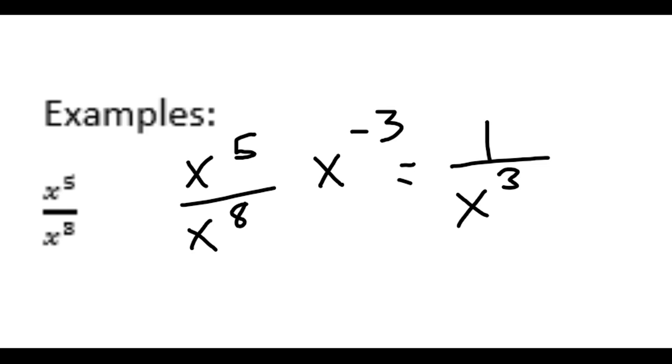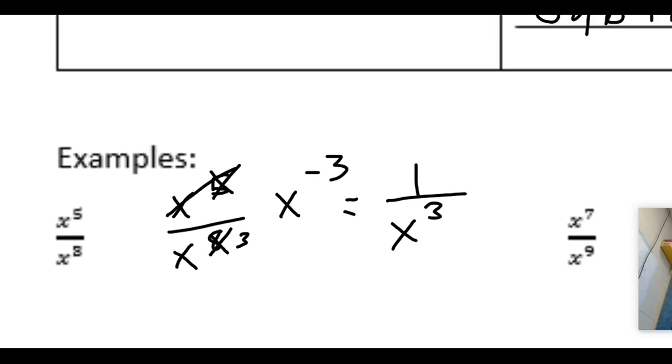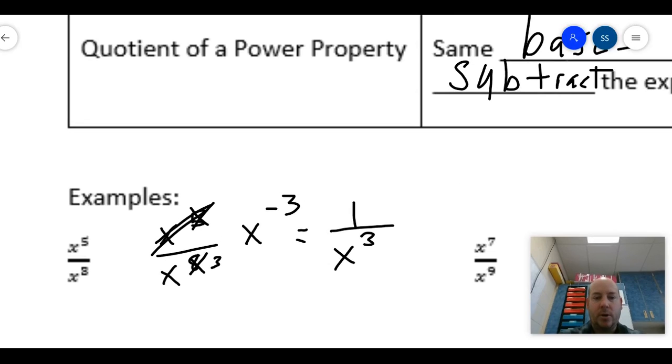The other way you could think about it is I've got 5 of them on top, 8 of them on bottom. So if I cancel out 5, that would leave me with 3 there. So I've gotten rid of all my x to the fifths, so I just have 1 in the numerator. I still have 3 x's in the denominator. Okay, so sometimes you can skip that writing out the negative 3 step and just think about it like that and think, well, there's still going to be 3 x's on the bottom, x to the third power. Okay, so 1 over x to the third.